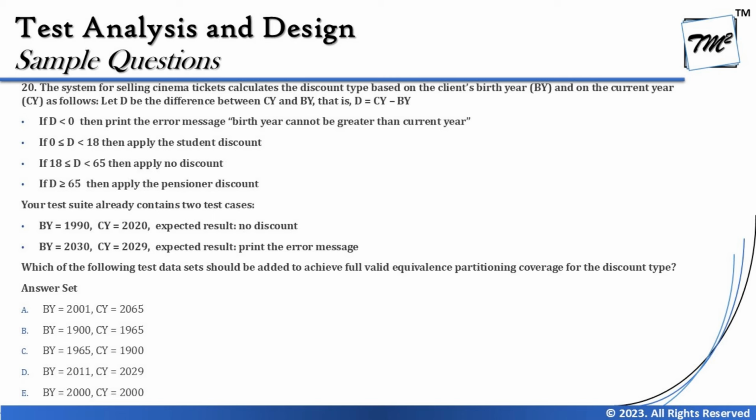Which of the following test data sets should be added to achieve full valid equivalence partition coverage for the discount? One point to remember: when they use this word valid, it is just a distraction, because all the partitions are valid here. If invalids are being discussed in the scenario, then we need to care about whether they asked you valid or invalid. But if all of them are valid scenarios, then everything is valid.